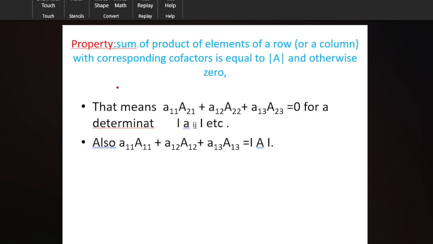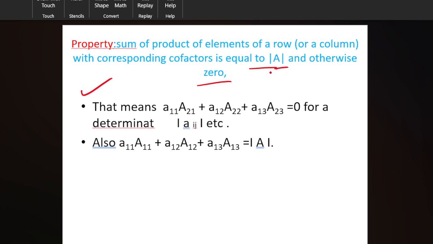Now here is one important property: the sum of the products of the elements of a row or column with the corresponding cofactors is equal to the determinant, otherwise 0. That means if we multiply the elements of a row with their corresponding cofactors, then we'll get the determinant of A. First row elements with the corresponding cofactors of the first row will give the determinant of A. Similarly, second row elements with the corresponding cofactors of the second row, then we'll get equal to what?